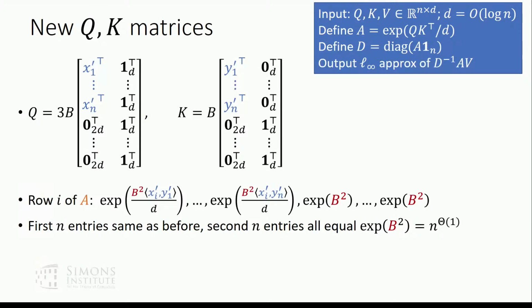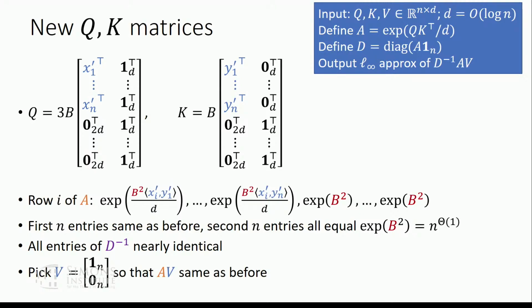And if b is a big enough constant times root log n, then this is some number that's n to the power of some big constant. So in particular, all the entries of D inverse now are nearly identical to each other. All the entries of D are within a factor of 2 of each other, because you have n entries that are as big as possible, and then n other entries that are between 0 and that value. All the row sums of this new attention matrix are the same within a factor of 2.